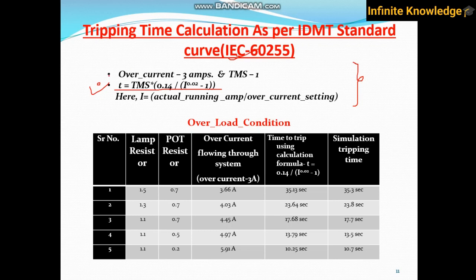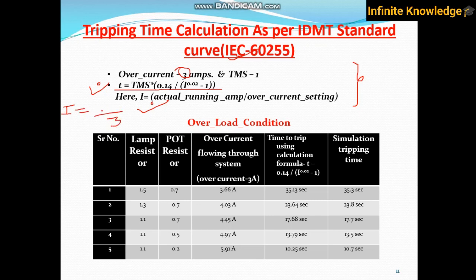The time to trip formula is totally calculated by your Arduino, and this formula has been added in the program. So what is it? TMS into 0.14 divided by I raised to 0.02 minus 1. What is I? It's the actual current divided by the overcurrent setting. So here the overcurrent is 3 ampere, so I is equal to the actual current divided by 3. But what is this value?